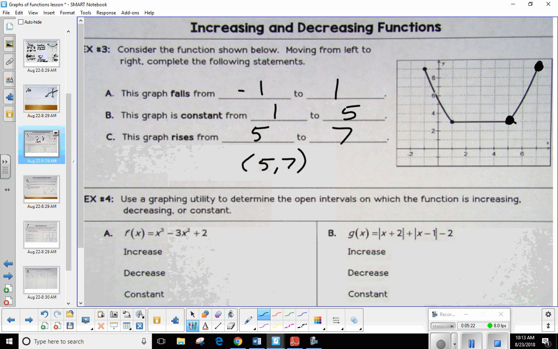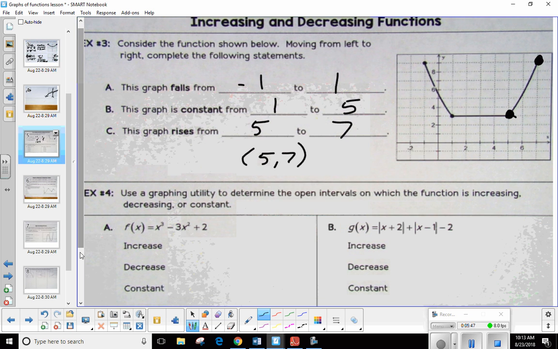But when we're talking about increasing, decreasing, and constant, we're not concerned with inclusion. I simply want to know on what intervals the y's are getting larger, getting smaller, or staying the same. Now, if you do put the brackets on there, it's not a big deal, but just so you know, we don't have to do that in this concept. All right, so let's go ahead and try one.